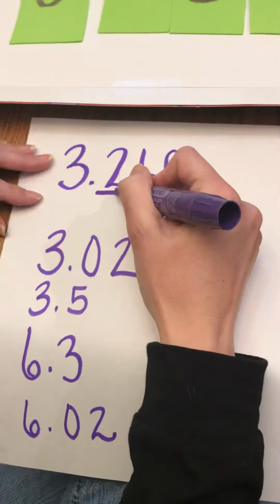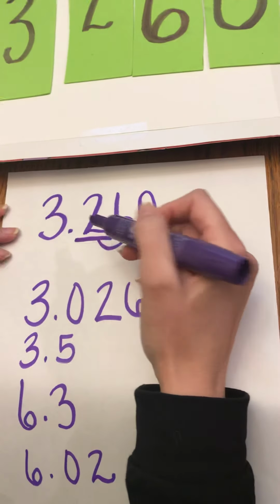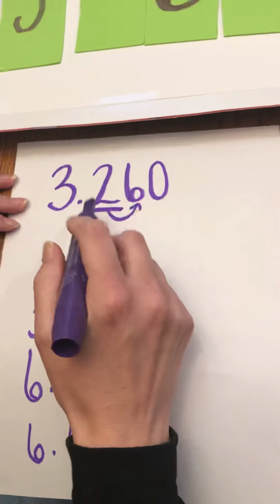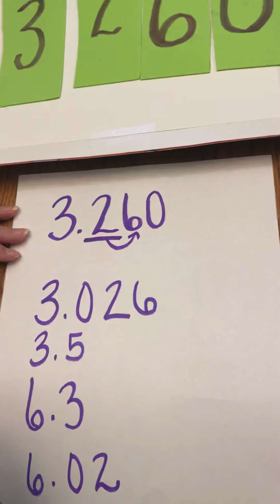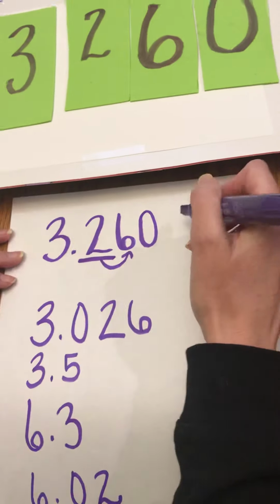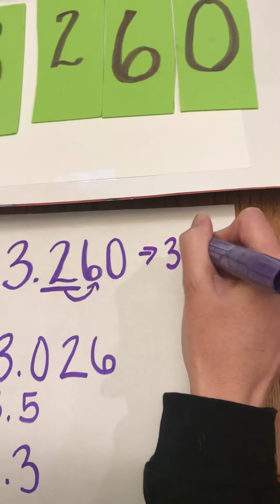And then I'm going to look right next door. If it's 5 or more, I add 1 more. If it's 4 or less, I just ignore. So since it is 5 or more, the number beside it is a 6, then I'm going to add 1 more to the tenths place. So that's going to make this 3 and 3/10.